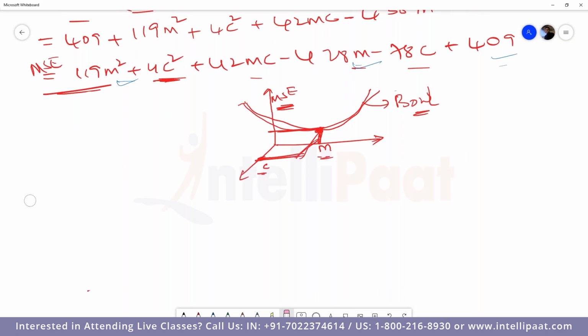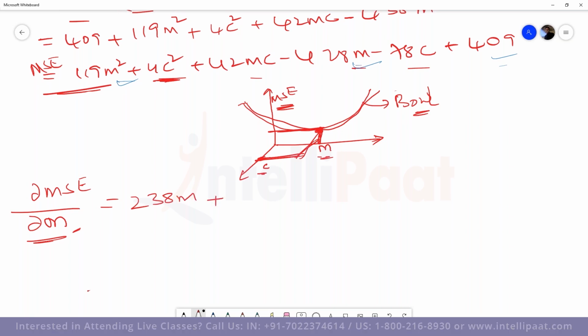The first thing, I'm going to differentiate this equation, dou msc by dou m. When I say dou m, I'm partially differentiating it with respect to m. That means all my c terms will become 0. So this will become 119 times 2, 238 m, plus 42 c because m becomes 1. This is going to be minus 428, and the rest are constants, so the whole thing becomes 0.